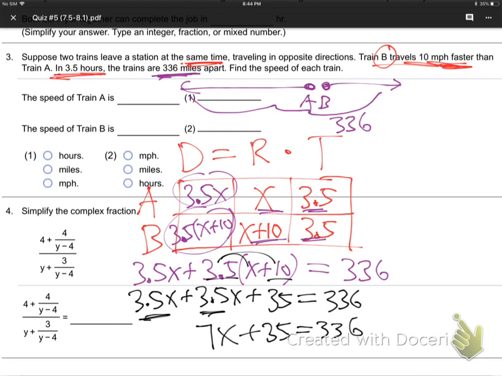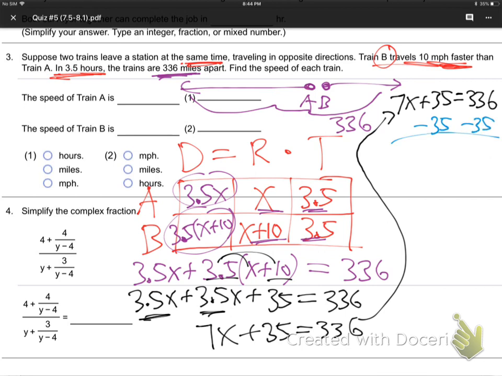You good to there so far? What do I do now? I'm trying to solve for x. Bring it up here. So 7x plus 35 is 336. Subtract 35. 7x is 301, huh? 301. And last step, to get x alone, divide by 7.